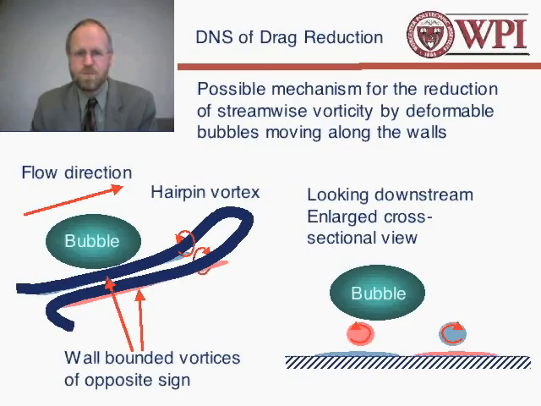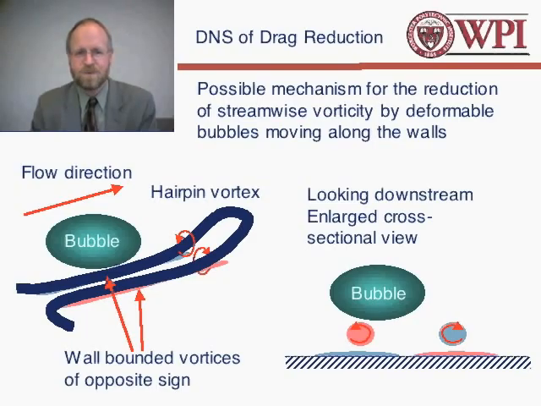As the deformable bubbles move over the hairpin, we believe that the bubble squeezes the hairpin down toward the wall, and now you have vorticity of one sign being pushed into vorticity of the opposite sign, and we believe that that leads to mutual cancellation. On the right-hand side of the slide, I've tried to plot a cross-section where the wall-bound vorticity is shown below the legs of the vortex.